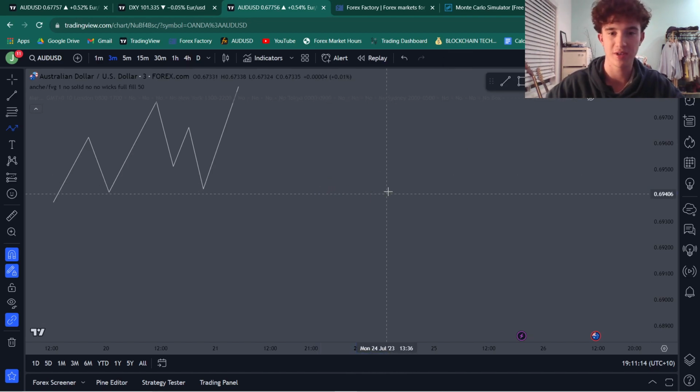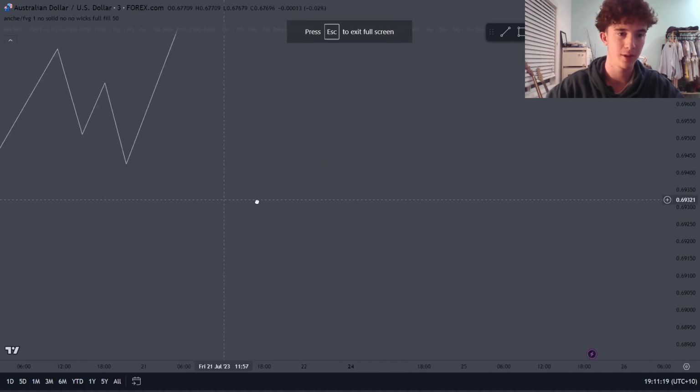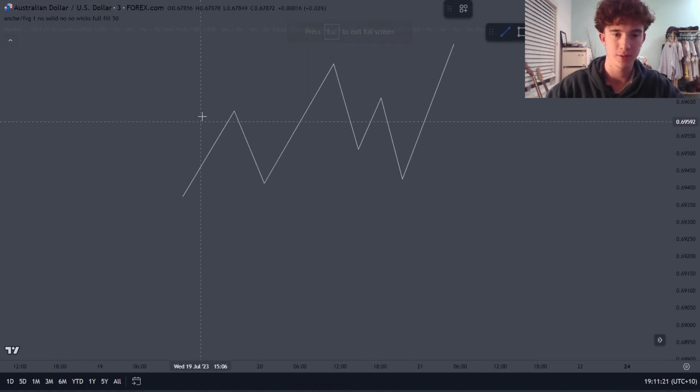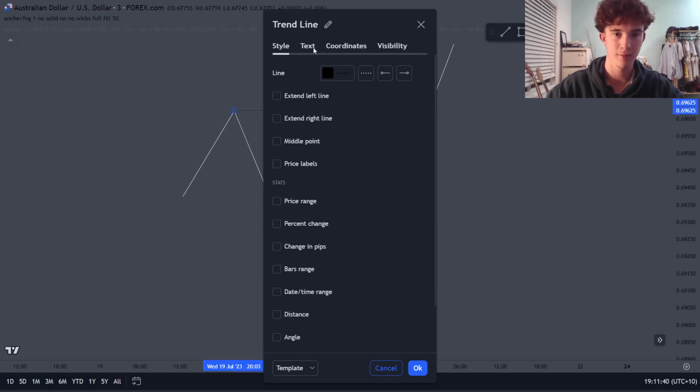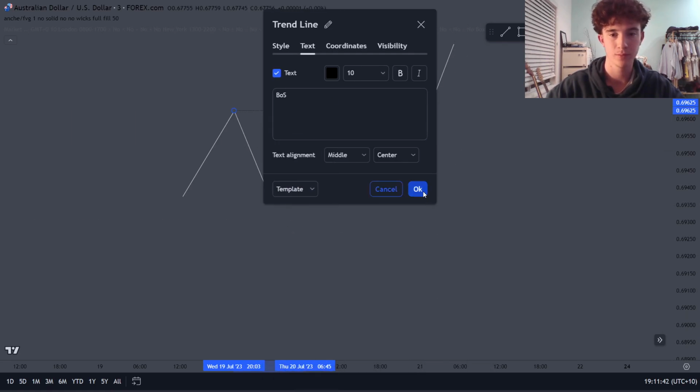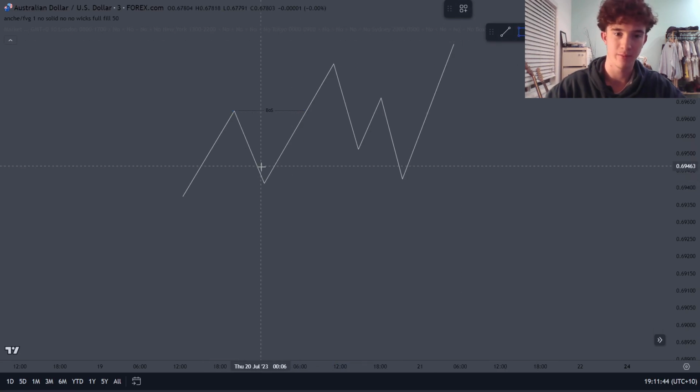So these are break structure continuation models. This is what I've been mainly taking. So we have a break structure, so price makes a lower low, higher high, higher low, and then a higher high. So this is a break structure. This then becomes a protected low.